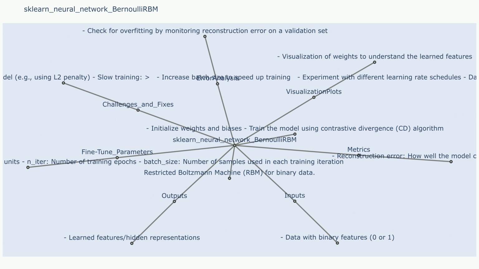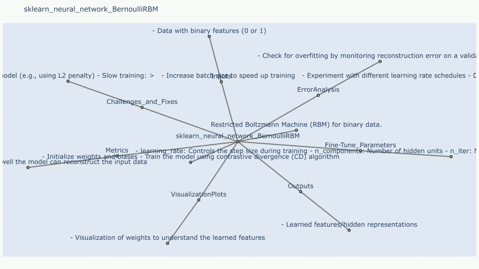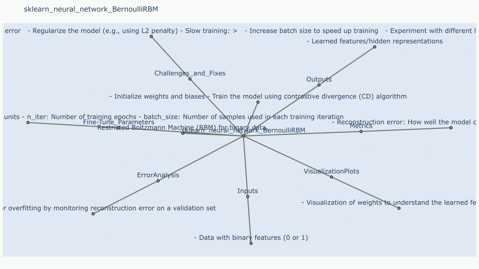Parameters: challenges and fixes. Challenge 1: the model may overfit to the training data if the number of hidden units is too large. Sample use case that resulted in challenge 1: the model was trained on a dataset with a large number of hidden units and achieved perfect performance on the training data, but failed to generalize to unseen data. Fixes to challenge 1: reduce the number of hidden units. Use regularization techniques such as dropout. Use early stopping to prevent overfitting.